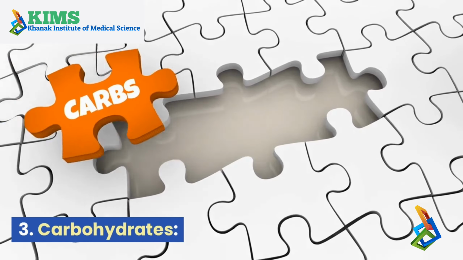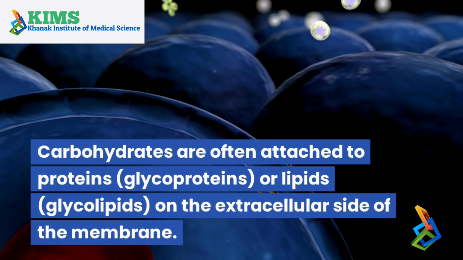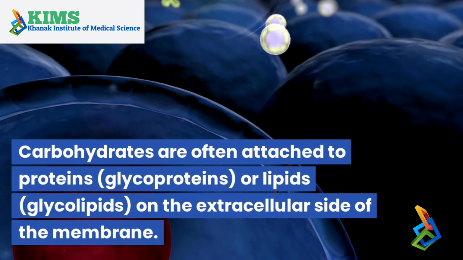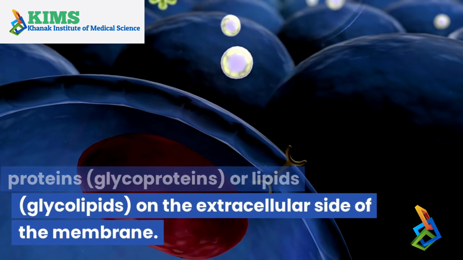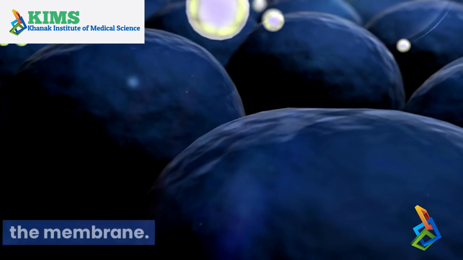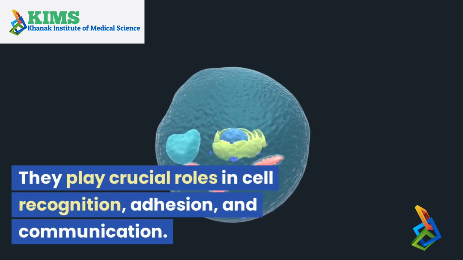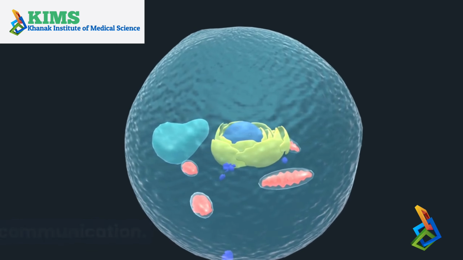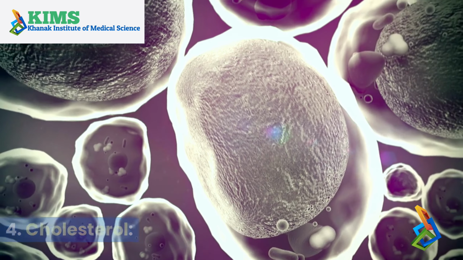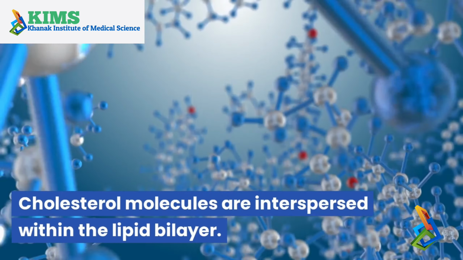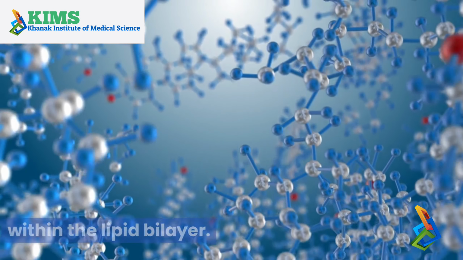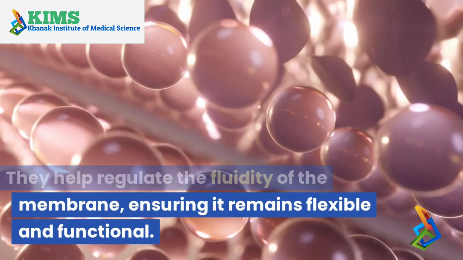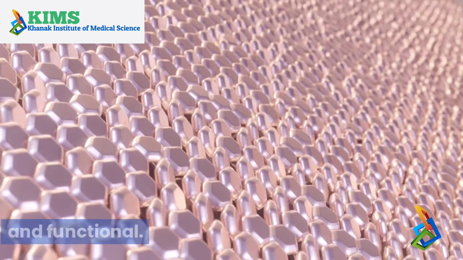3. Carbohydrates. Carbohydrates are often attached to proteins, glycoproteins, or lipids, glycolipids, on the extracellular side of the membrane. They play crucial roles in cell recognition, adhesion, and communication. 4. Cholesterol. Cholesterol molecules are interspersed within the lipid bilayer. They help regulate the fluidity of the membrane, ensuring it remains flexible and functional.